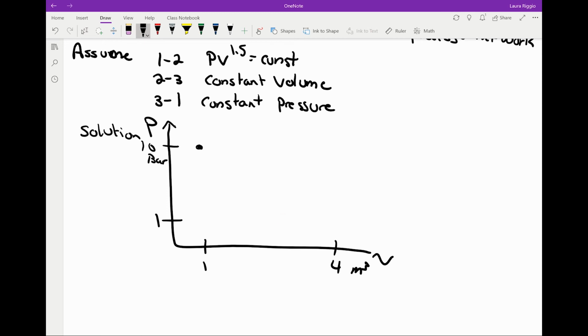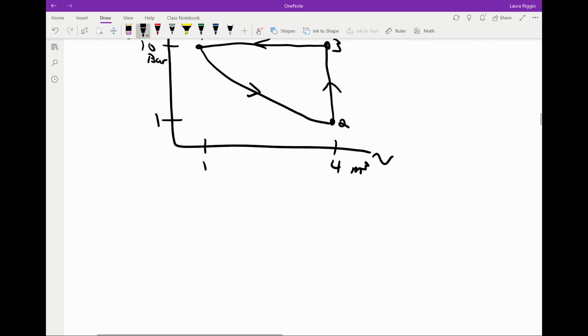So we start at state 1, which is 10 bar and 1 meters cubed, and we have an isentropic expansion. So I'm going to put a curved line, not an isentropic, sorry, a polytropic expansion. Then we have constant volume, and then we have constant pressure. So that's what our cycle looks like on a PV diagram.